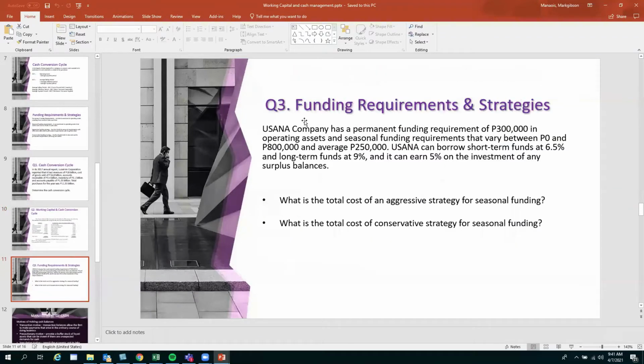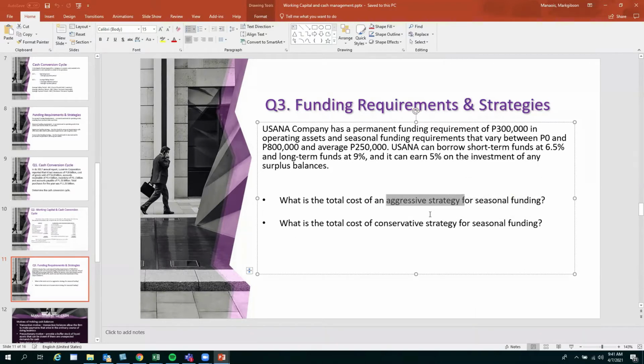Ito naman, funding requirement, no? Funding requirements and strategies. Sabi natin, there are two types of funding requirements, permanent and seasonal. Discuss natin yan earlier, no? But this time, let's calculate how much would be the cost if it's an aggressive strategy and if it's conservative strategy. Kanina, define natin ano yung difference ng dalawa.